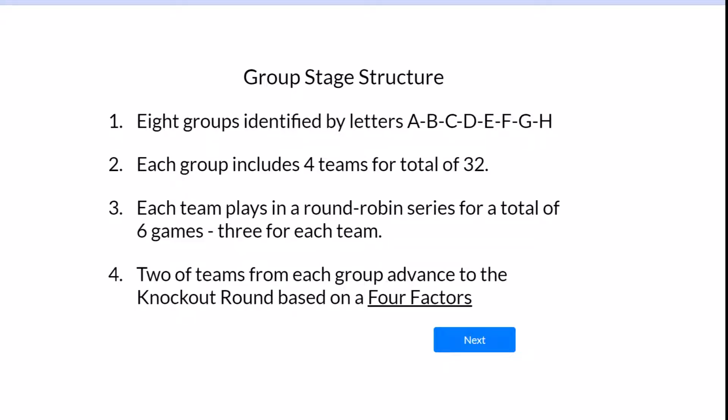First, let's have a quick recap of the structure of the group stage. There are 8 groups identified by the letters A through H. Each group includes 4 teams, that's a total of 32. Each team plays in a round-robin series, that's a total of 6 games, 3 for each team. 2 of the teams from each group advance to the knockout round based on the following factors.